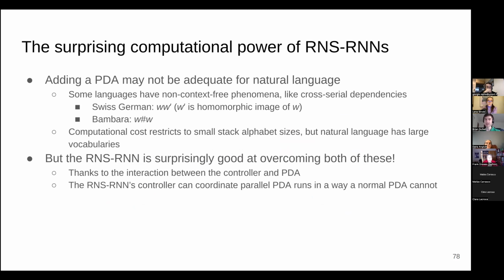So for one, not everything in natural language is context-free, such as cross-serial dependencies in languages like Swiss German or Bambara. This is a case where you would have a string, and then you'd see a copy of the string, not in reverse, but in the same order. So this is something that PDAs by themselves can't do.